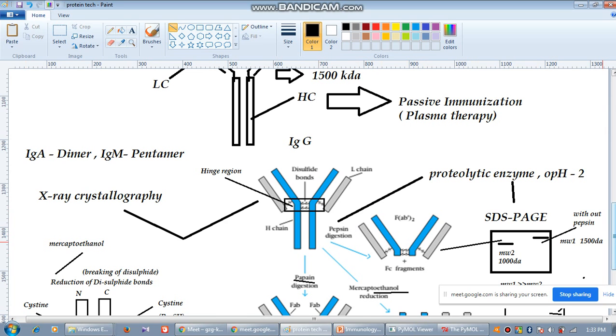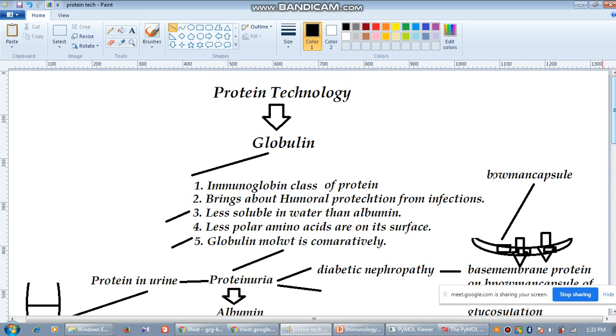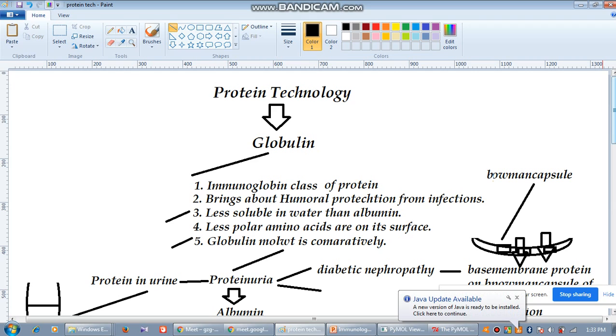Now, you write down the questions. Number 1, write 5 characters of globulin. Number 2, explain why globulin has a higher molecular weight than albumin.